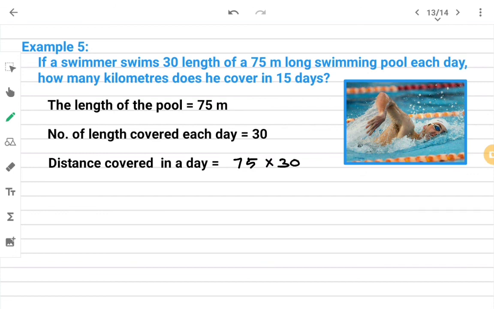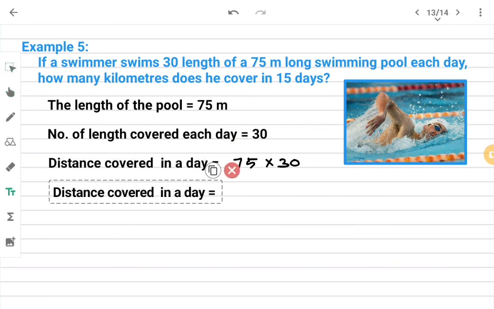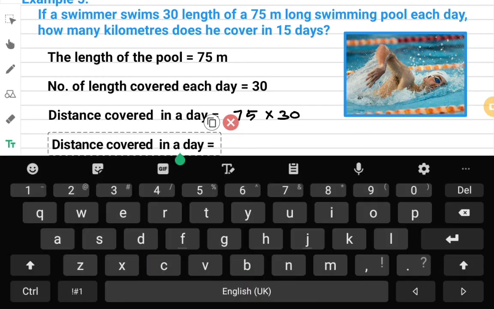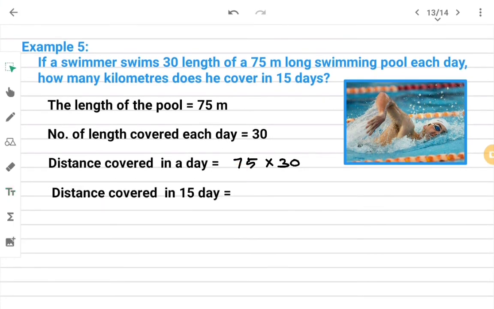Right? And next what we have to find? We have to find the distance covered in 15 days. So shall I write it here as 15 days? Yeah. For that, I want to multiply this 75 into 30 into 15. So multiply all the three values, 75 into 30 into 15. We'll get 33,750 meter.